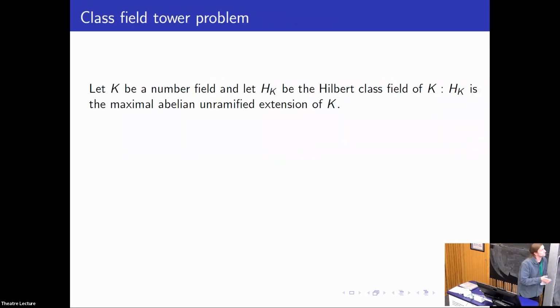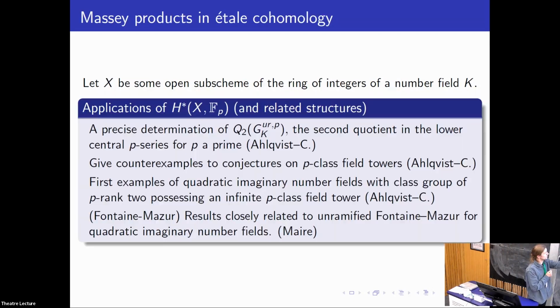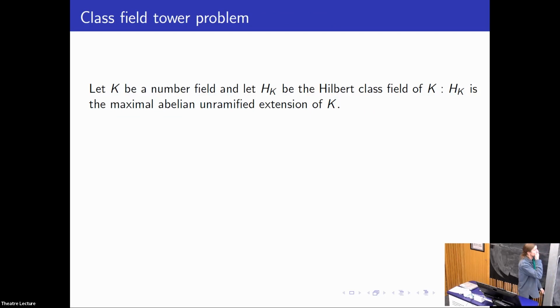So let me start with some background on what I mean by the class field tower. I'll explain then what I mean. So we'll fix a number field K, and then I will let HK be the Hilbert class field of K. If you don't know what the Hilbert class field of K is, it's the maximal abelian unramified extension of K. So it's the commutator of the unramified group. It's the closed subgroup corresponding to that.